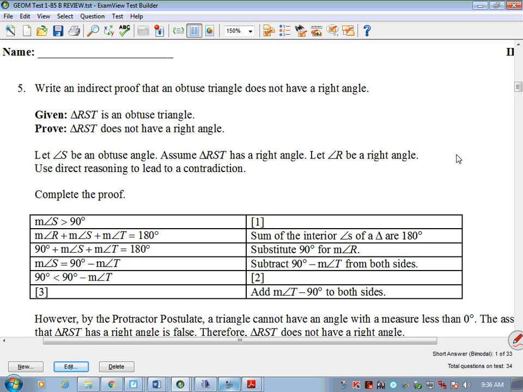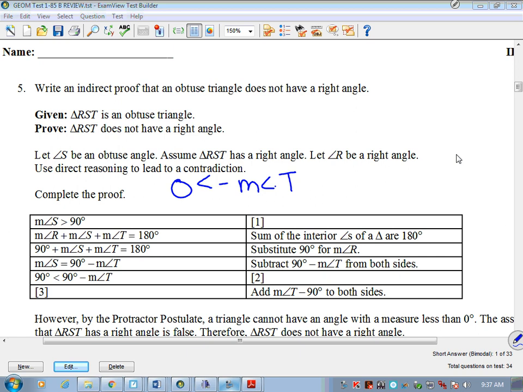Question number 5. Okay, that's their part for number 2. So that makes sense. Substitution property of inequality, not of equality, because we're not dealing with an equal sign, right? And so once we have that, what we would want to do if we were trying to solve for measure angle T is probably subtract 90 to the other side. So we should get 0 is less than negative measure angle T.